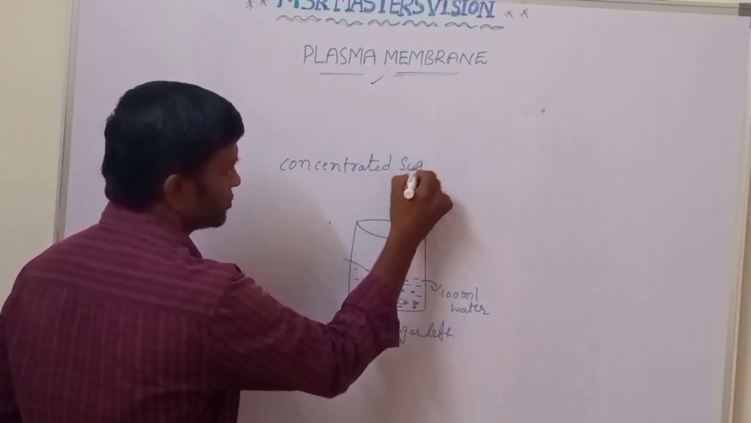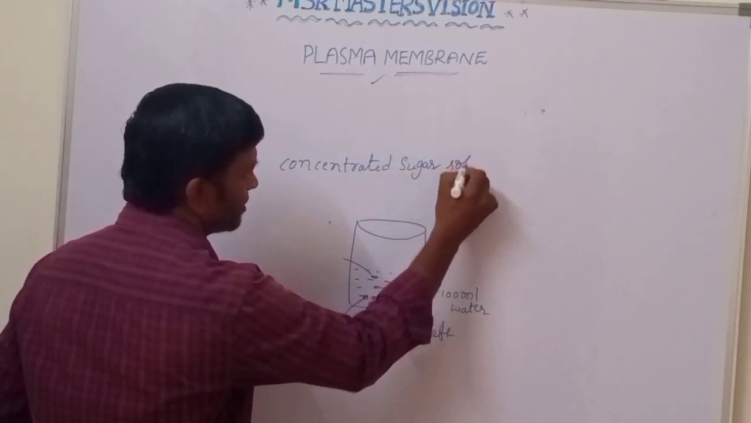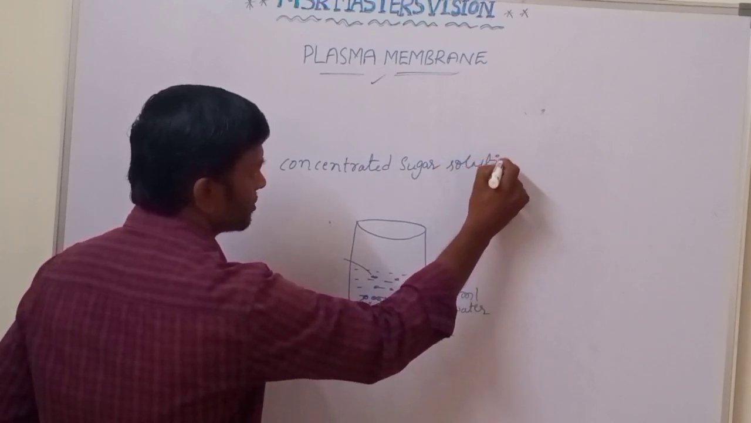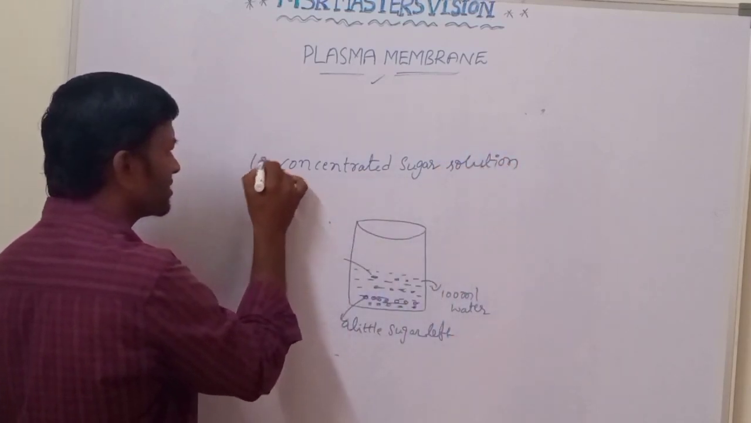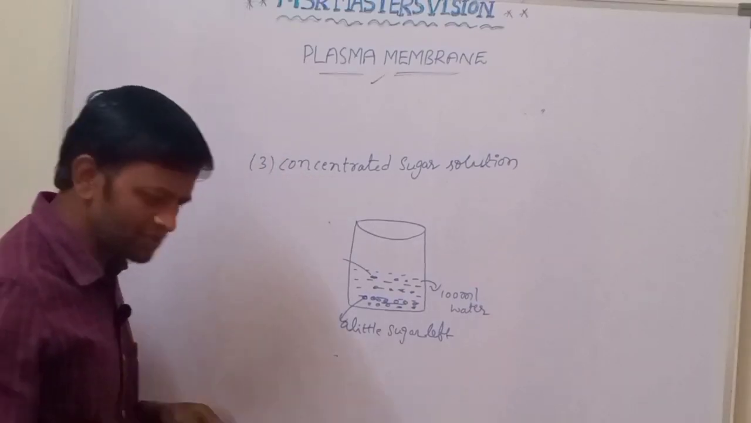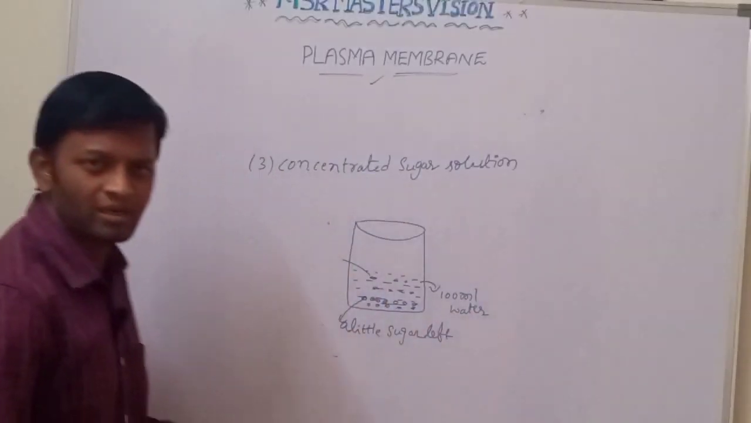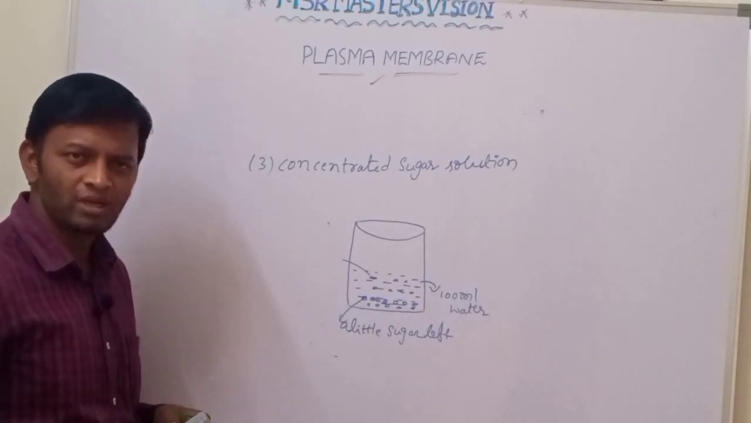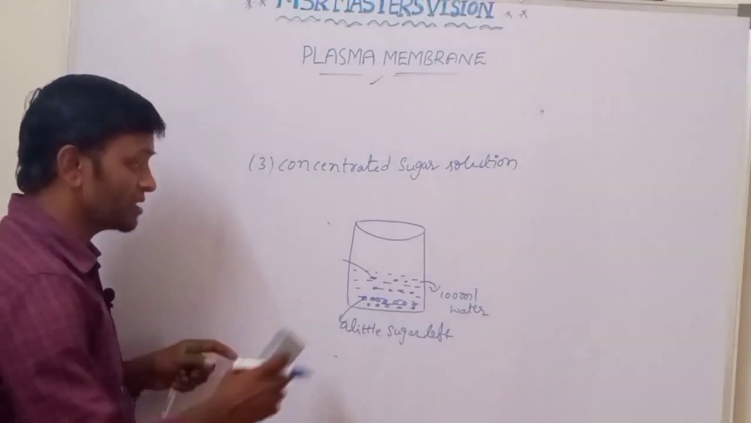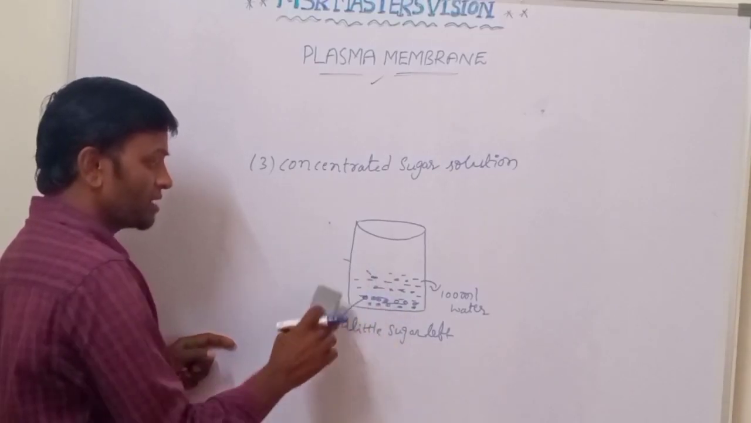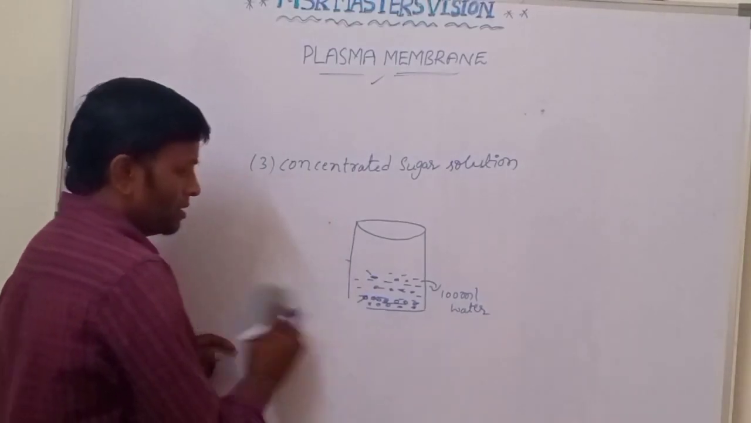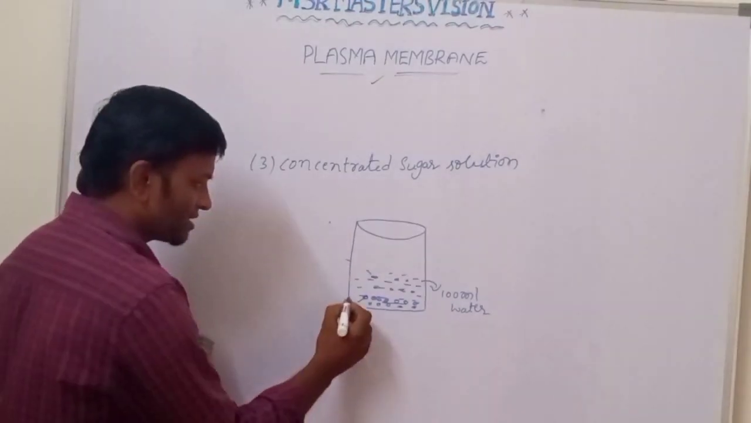Right, so now we are preparing a concentrated sugar solution. For preparing the concentrated sugar solution, we need to take 3 beakers. How many beakers are we taking? Yes, 3 beakers.